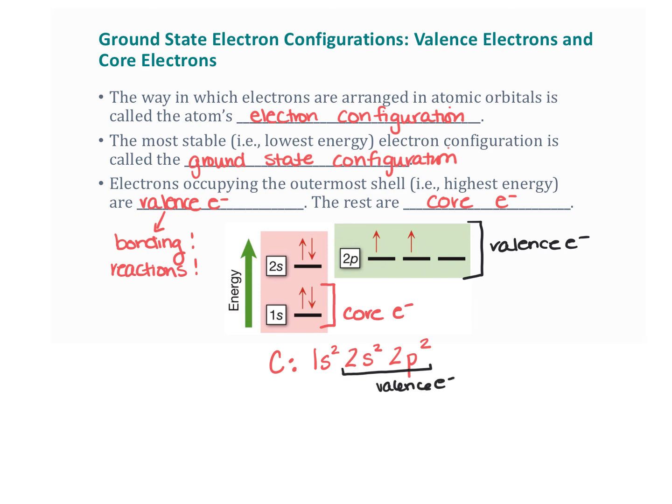We can use the periodic table to really quickly determine how many valence electrons an atom has. It's just the same as the atom's group number. So remember how carbon is in group 4, or if you have a newer periodic table, it will show 14. We know that that means that carbon has 4 valence electrons. So that's a really quick way for us to figure that out.